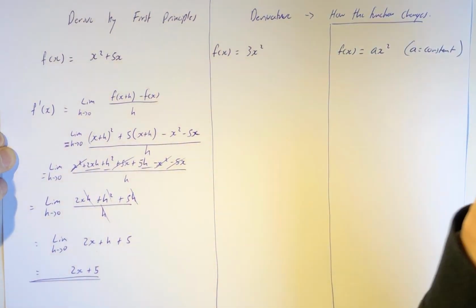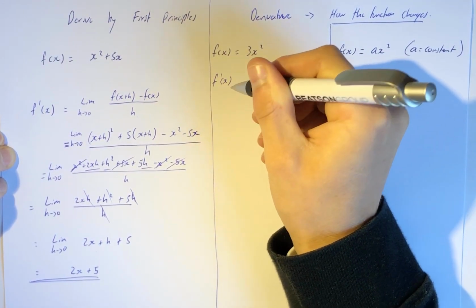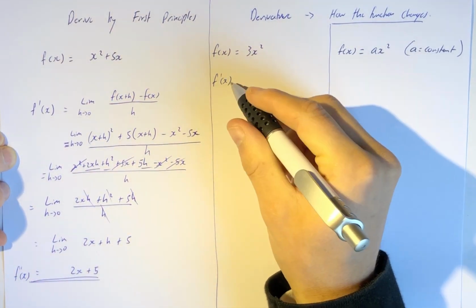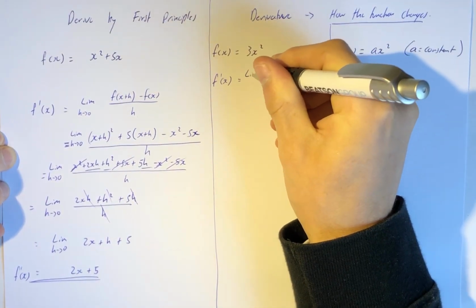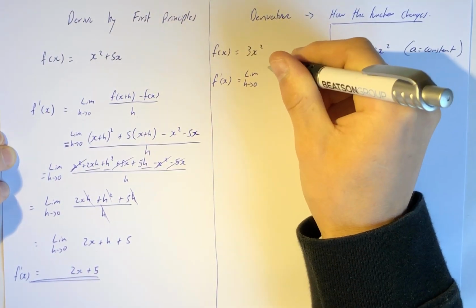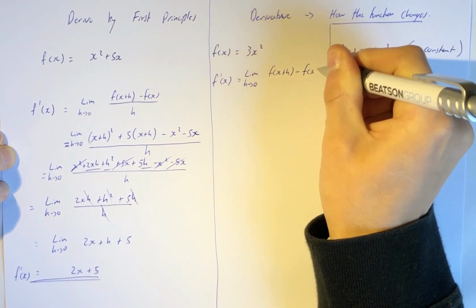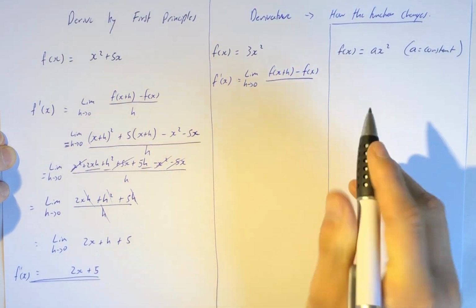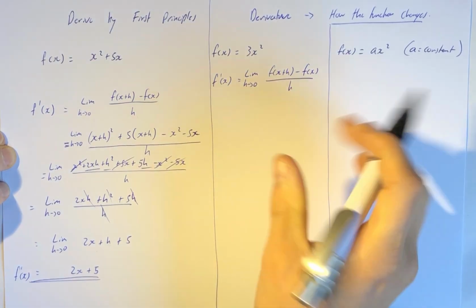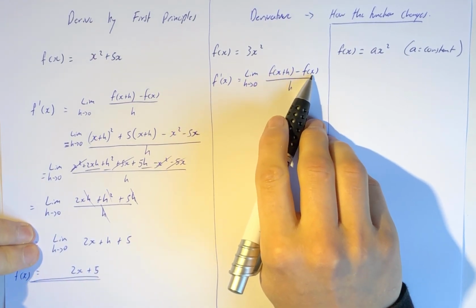So you could give this one a go yourself before I whip through the answers. So f prime of x, I just finished that one off there. f prime of x is 2x plus 5. f prime of x is the limit as h tends to 0 of f of x plus h minus f of x. Remember, that's the difference in y. And then what happens if we make that difference in x go really, really small? What happens if we make that smaller and smaller? We're going to get an actual gradient for that function.